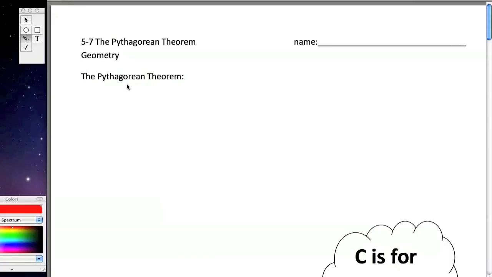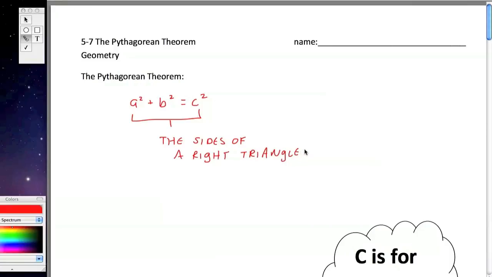Okay, so when we're talking about the Pythagorean theorem, we're talking about this: a squared plus b squared is equal to c squared. These come from the sides of a right triangle, but they're specific sides. What we're going to look at when I scroll down here a little bit is the actual sides that we're talking about and how they relate to one another.